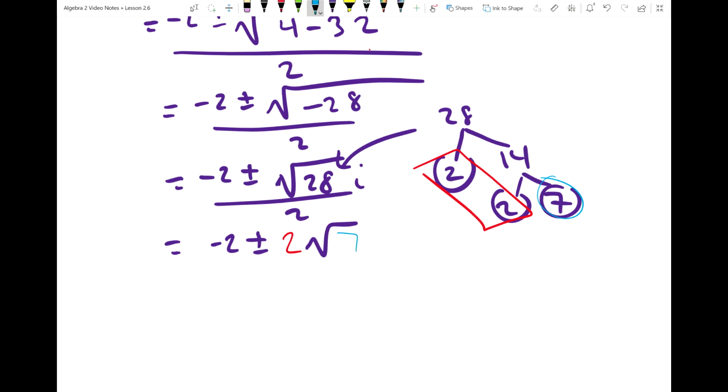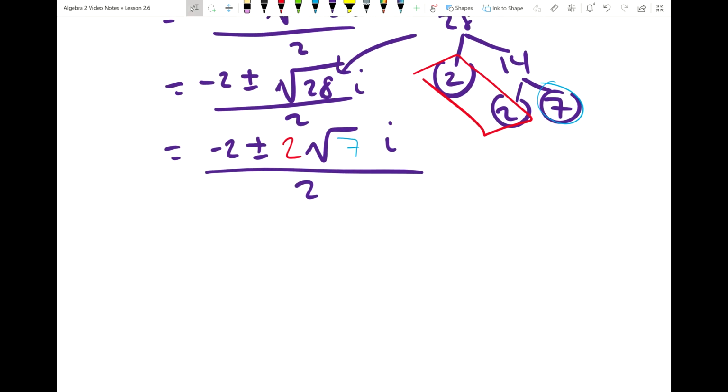And we got the 7 that we left on the inside. We got the i in front of it, and then we got a 2 on the bottom. All right, so now we can pull out a 2 from here and here. Those have a 2 in common. So if I factor out a 2, 2 goes into negative 2, negative 1 times. And then 2 goes into 2, 1 time, right?